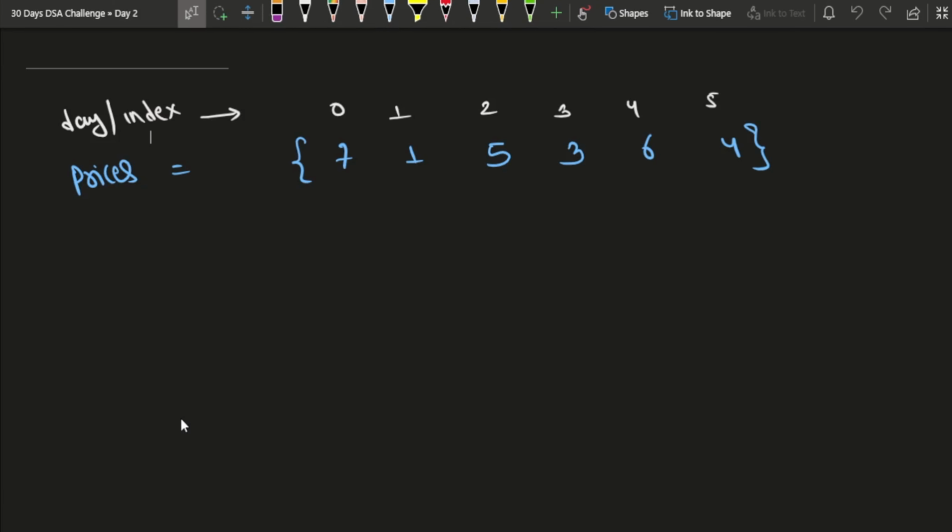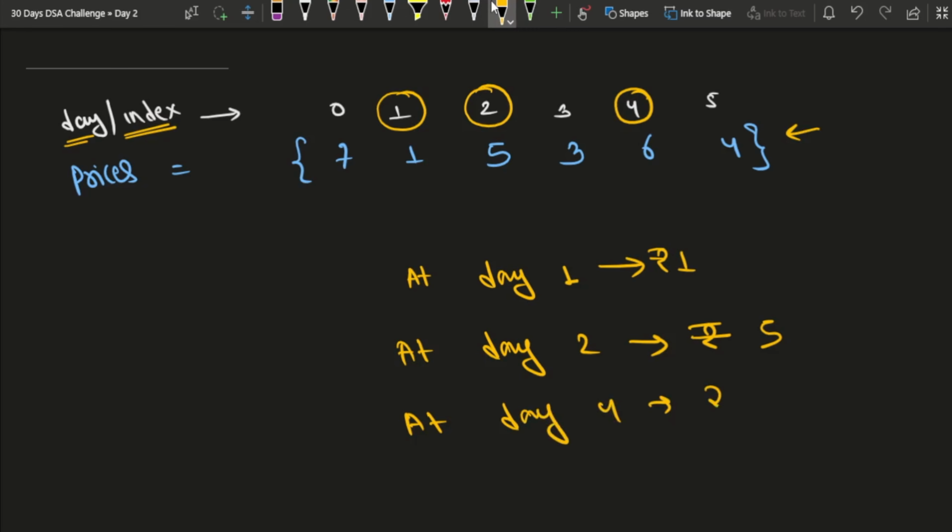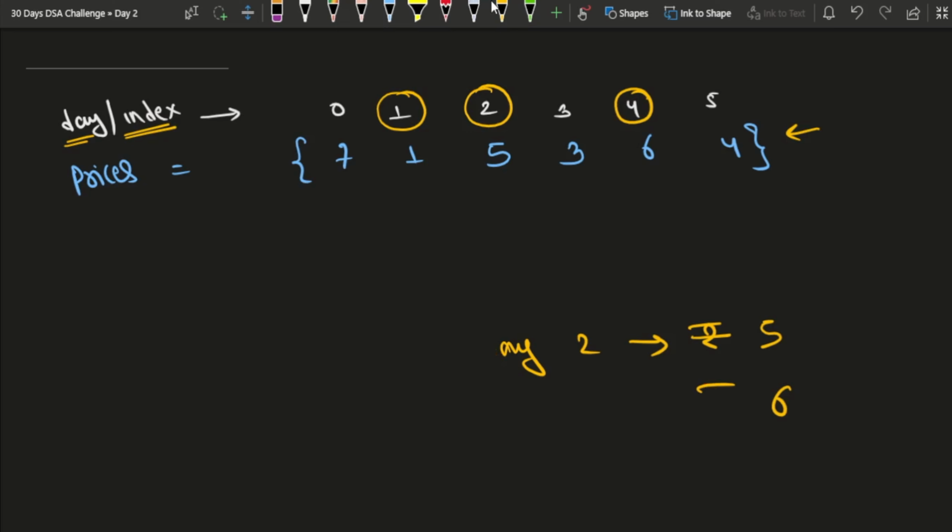At day 1, or at index 1, the price of the stock is 1 rupee, or you can say 1 unit. On day 2, the price of the stock is 5 rupees. Similarly, on day 4, the price of the stock is 6 rupees. I hope this is clear in your head. Now let's analyze this problem. Let me just rub it off.